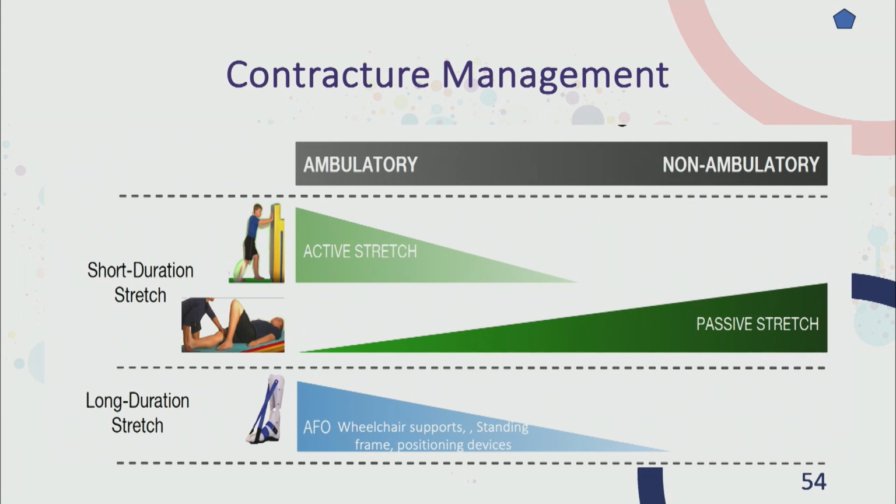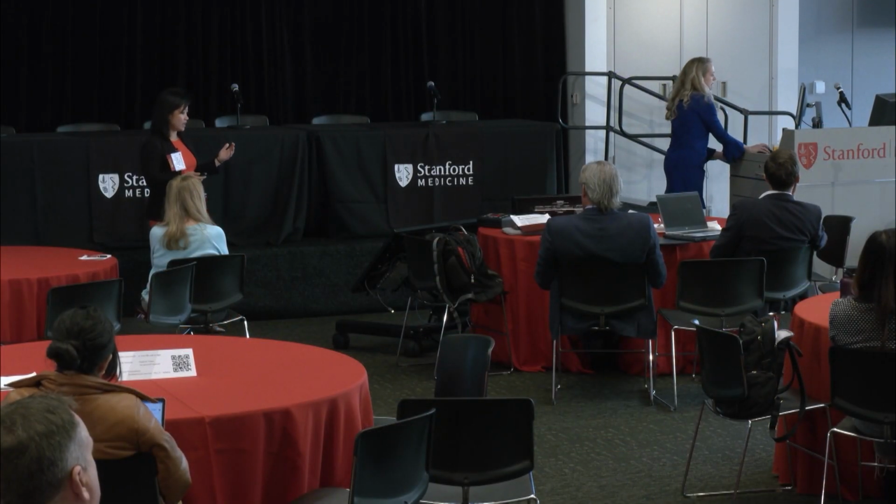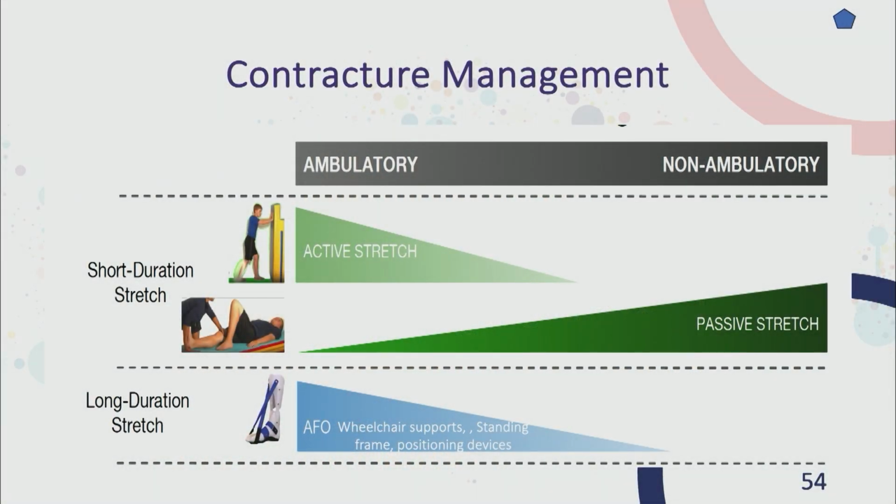Great. So now we'll talk a little bit about contracture management. And so when we do, we kind of categorize it in 2 buckets. And this came along with some of the work I ended up doing when I was working in wearable robotics, trying to explain to engineers what we do. And so we looked at short duration stretching, as in stretching as a patient's able to do it actively or a parent or caregiver is doing it passively. The long duration stretch we categorize as using braces, wheelchair support, standing frames, or positioning devices.